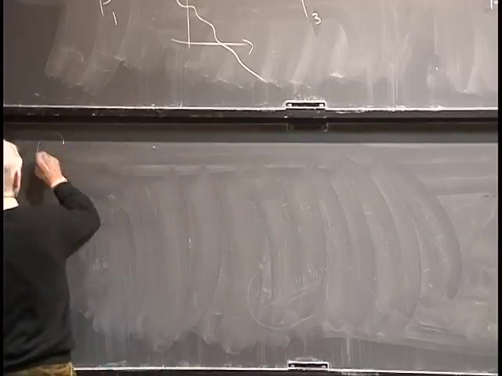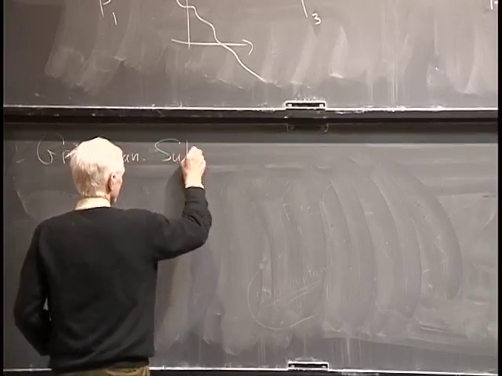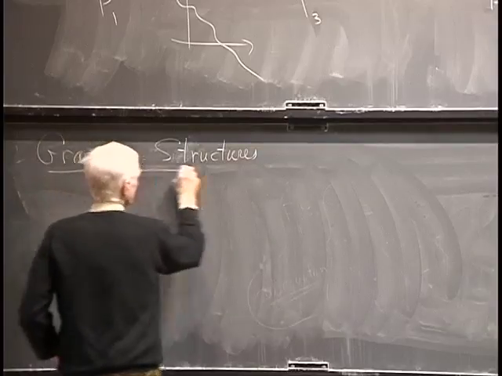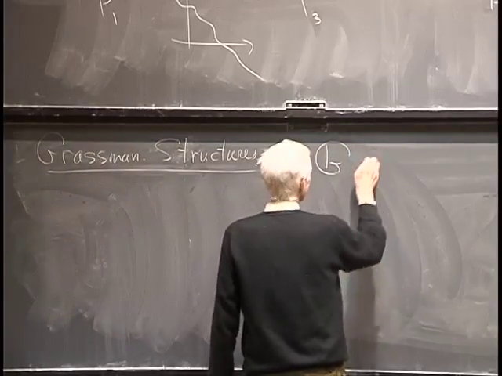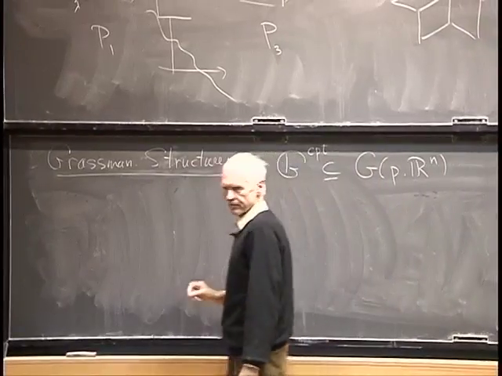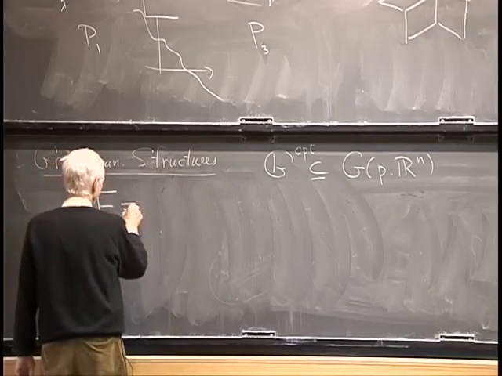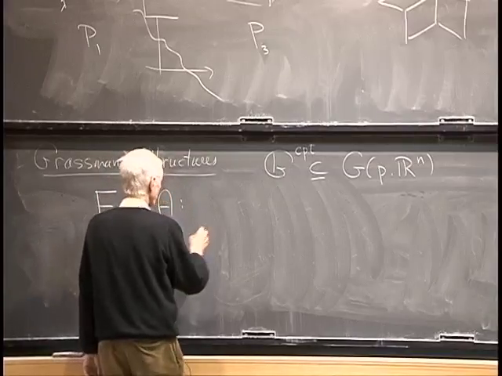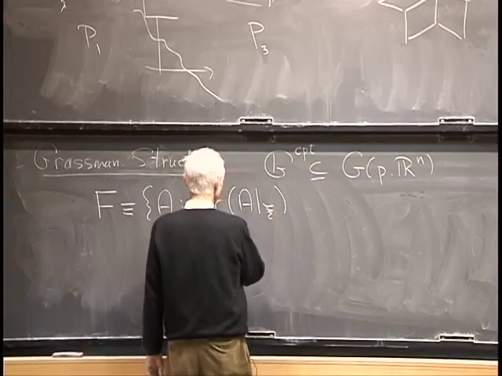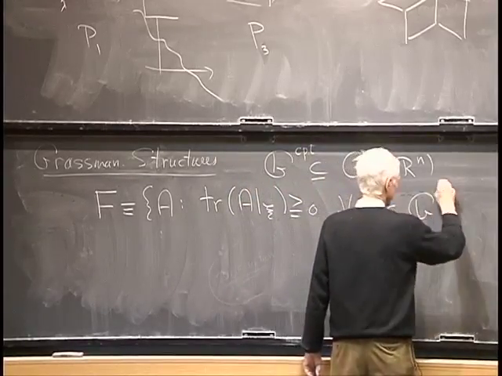So finally, there are things that I like to think of as Grassmann subequations, or Grassmann structures, let me put it that way. So this is another pathetically general one. Take any compact subset of the Grassmannian of p-planes in R^n, p anywhere between 1 and n minus 1. And then I'm going to define F to be the set of those symmetric n by n matrices with the property that when I take A and restrict it to one of these planes, the trace of A on that plane is greater than or equal to 0. And this has to be true for all planes in this compact set.